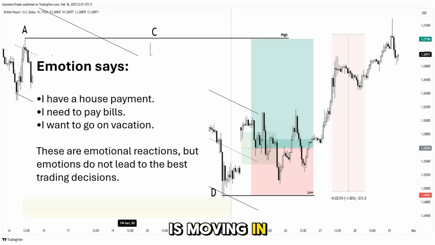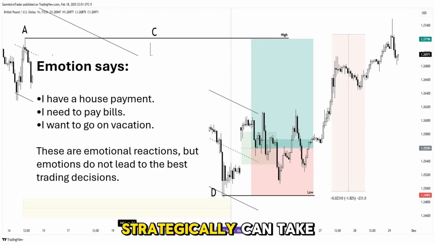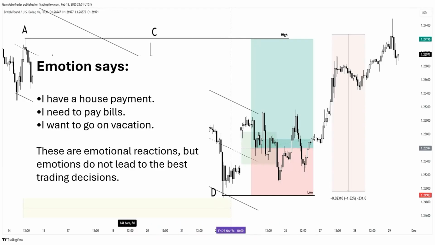If the market is moving in a strong trend, and we have identified momentum, what is the correct response? This is the time to be aggressive, not fearful. Being aggressive does not mean reckless trading. It means understanding when to hold onto a winning position and let the market work in your favor. Greed, when applied strategically, can take different forms.